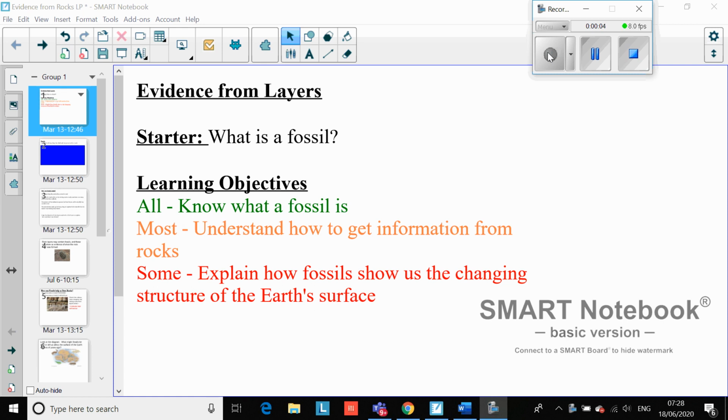So today what we're going to do is a little bit more work on fossils and look at how we get evidence from fossils, which are usually found in sedimentary rocks. So, first thing I'd like you to do is just write a definition for what is a fossil.